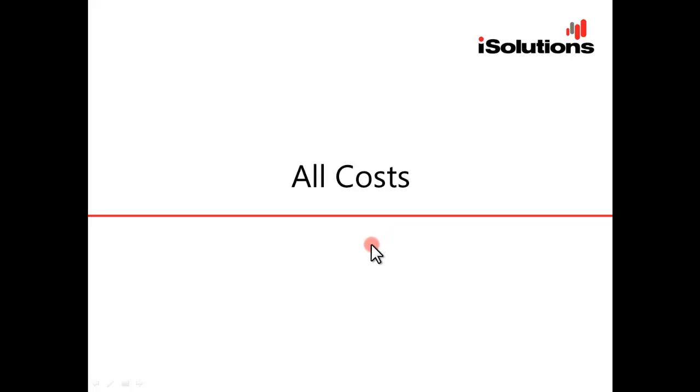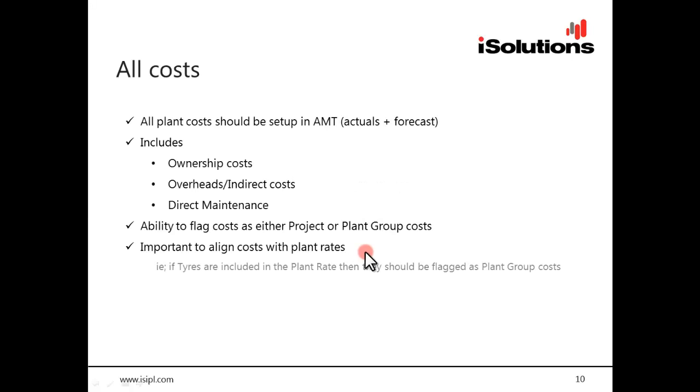The second aspect is that AMT should be capturing and forecasting all costs. And by that I mean not just your maintenance costs, which is probably what you're familiar with, but also all your ownership costs, your finance, your insurances, your depreciation, and also your overheads, any indirect costs. Your plant group has an overhead structure. It's got your managers and certain administrative staff. Those costs should be factored into your plant rates.